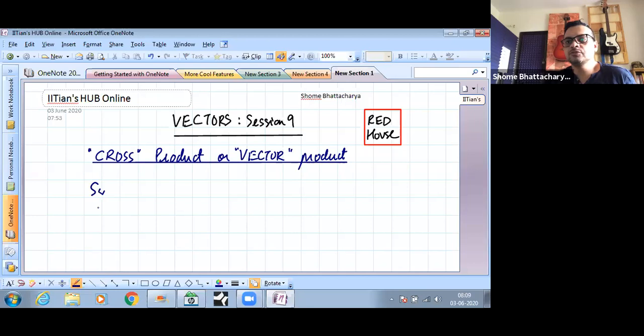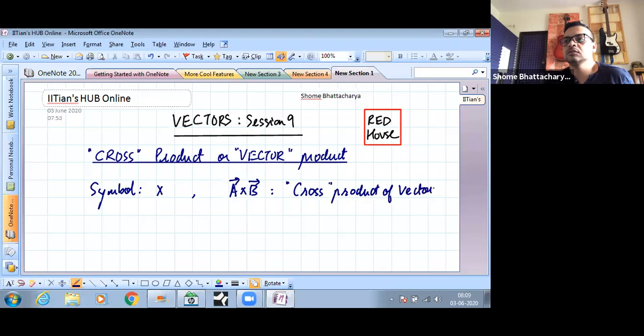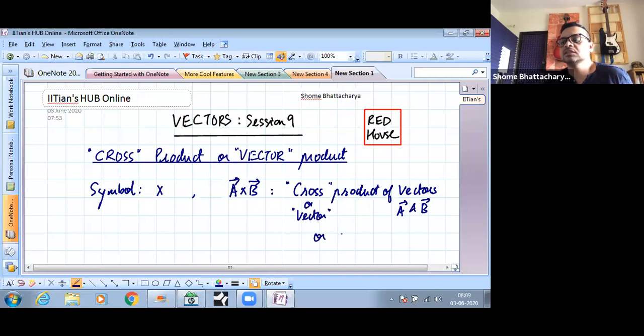So the symbol used for cross product is this. Okay. So this operation is read as the cross product of vectors A and B, cross or vector product. So in short form, we just read it as A cross B. That is just a symbol.